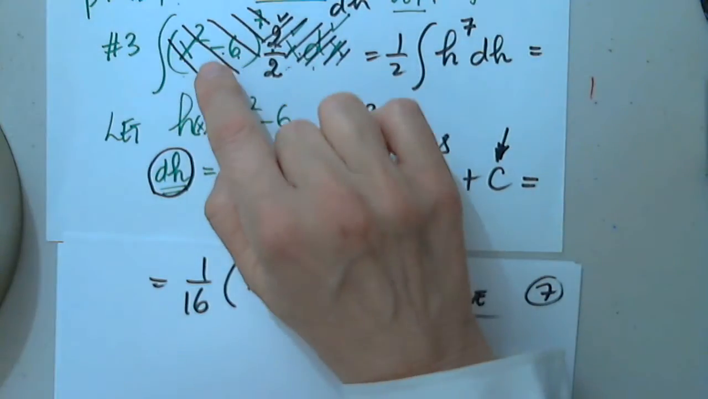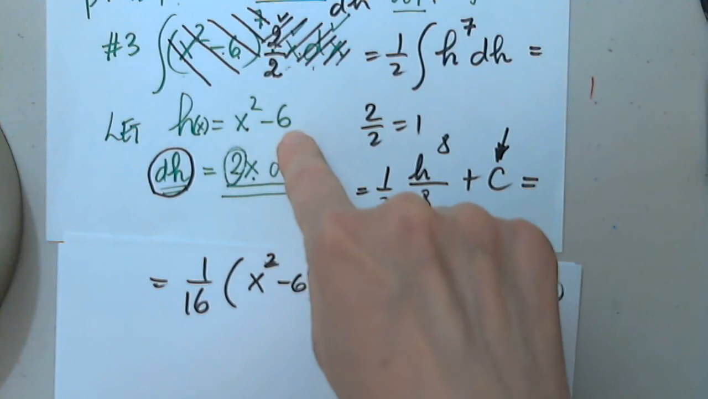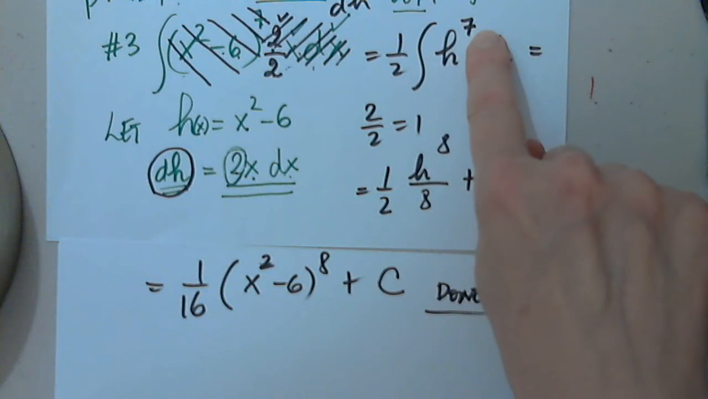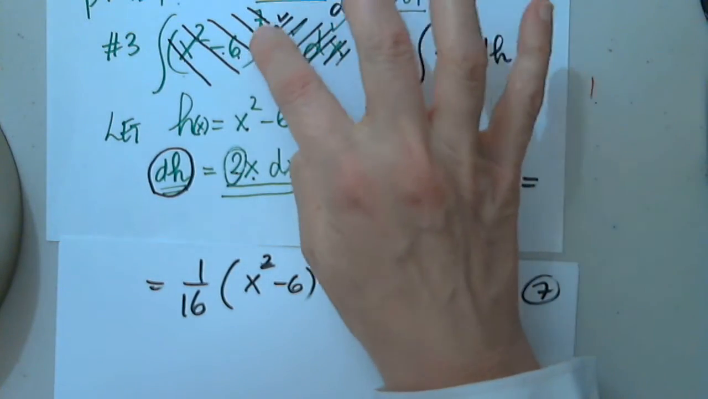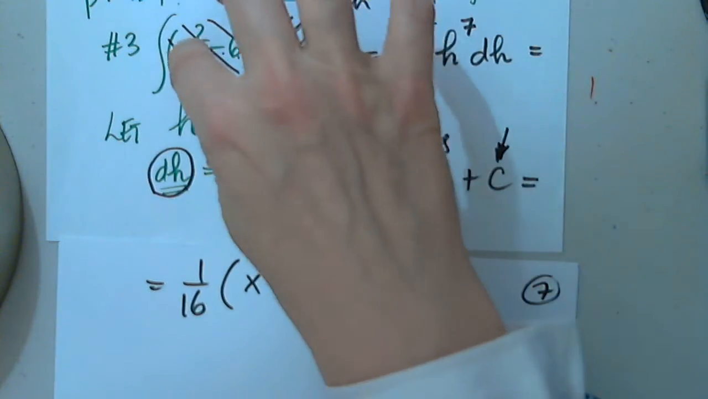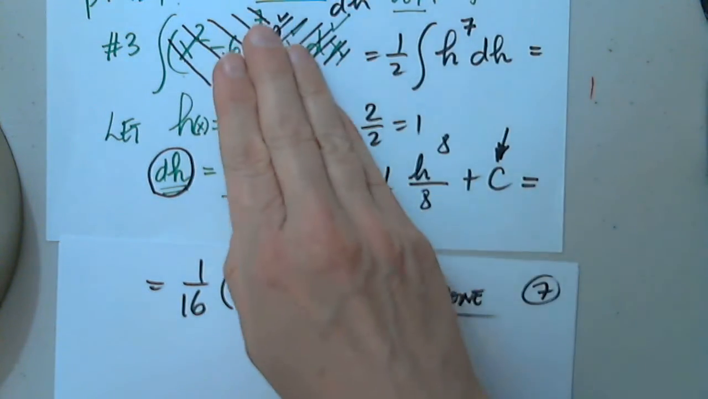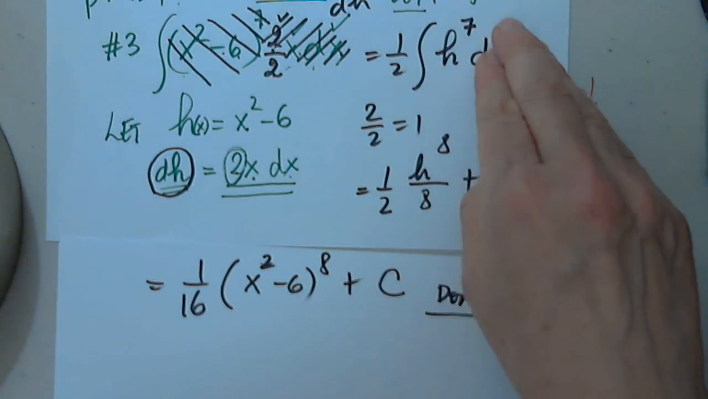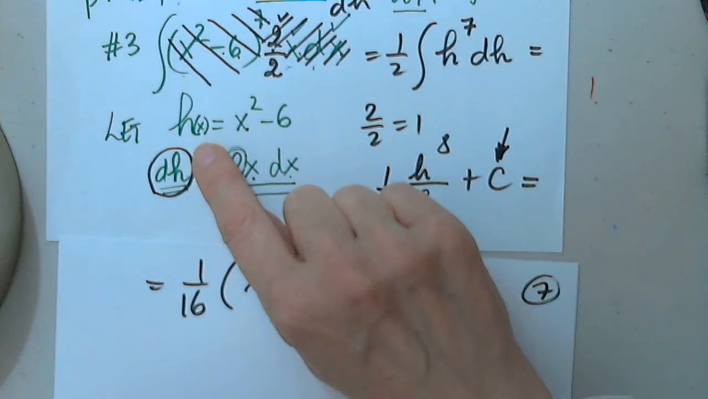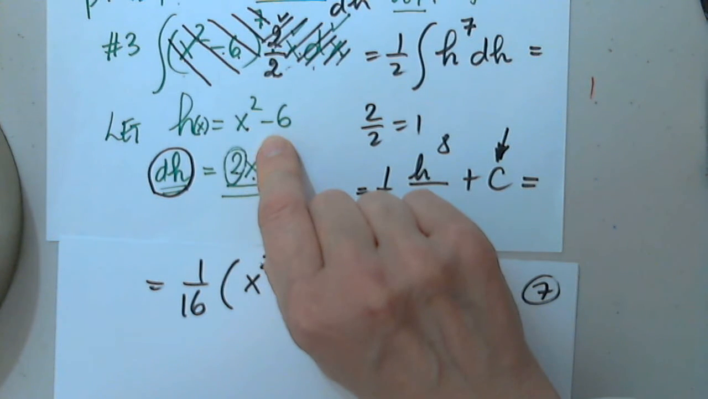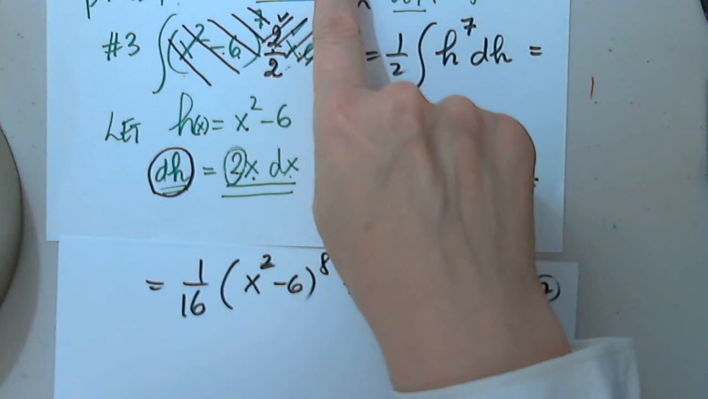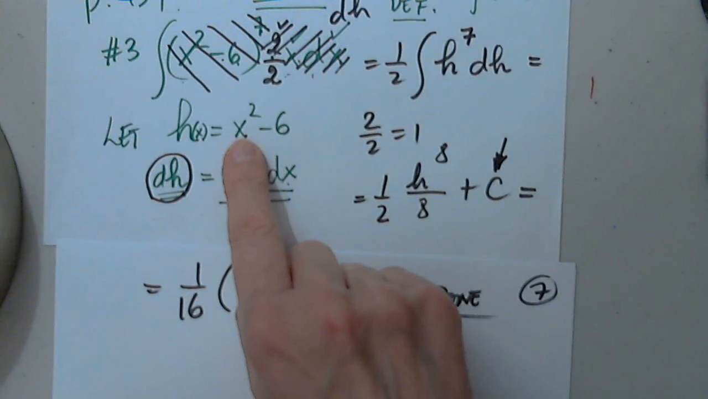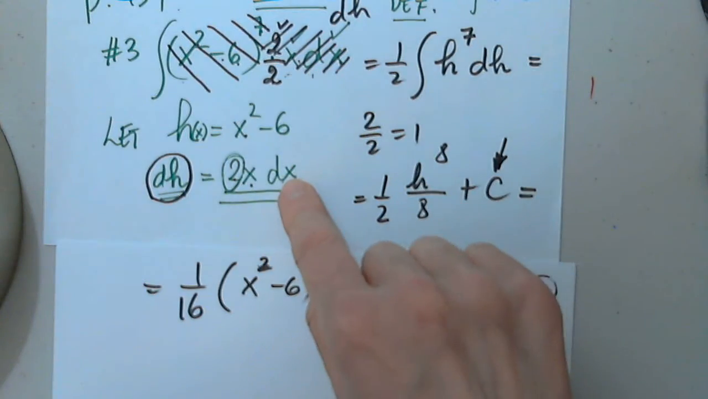Fine. So then if the substitution is x squared minus 6, this piece must change into h to the 7th power. But now I have to analyze the rest. And if the integral has dx, when I change it to h, it must have dh. Otherwise, the integral doesn't exist. So once I choose this to be the function in question, I have to find its differential. So then dh is 2x, and x is in the problem, dx.